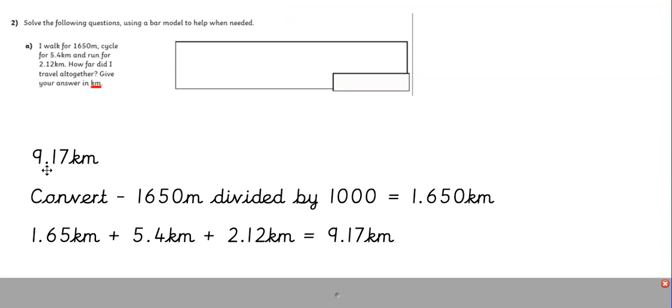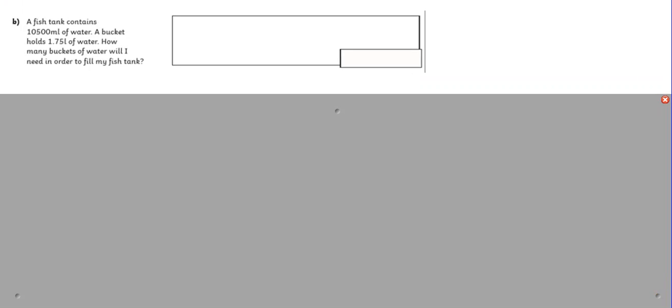Okay, so your answer is 9.17 kilometres. So you convert 1,650 metres to kilometres by dividing by 1,000, so you get 1.650 kilometres. You would then add all of your numbers together, so you'd have 1.65 kilometres, add 5.4 kilometres, add 2.12 kilometres, and that would give you your answer of 9.17 kilometres. Well done if you got that one correct. Have a look at this one.